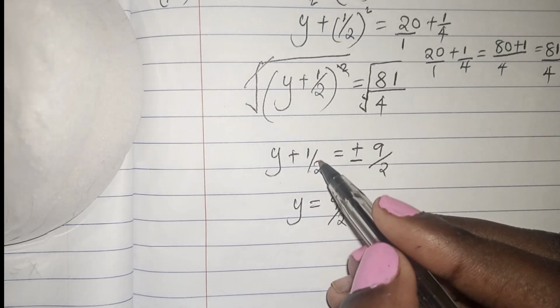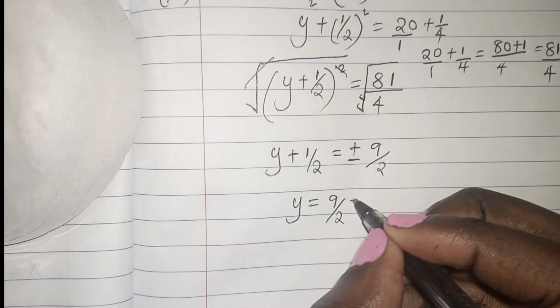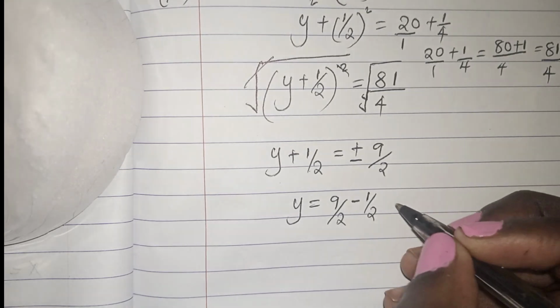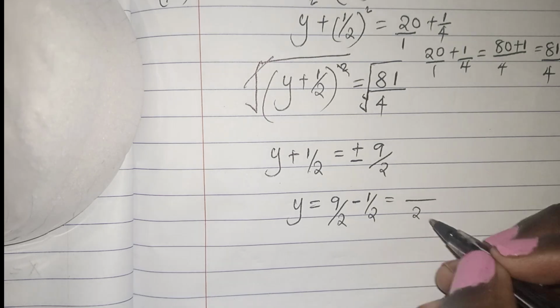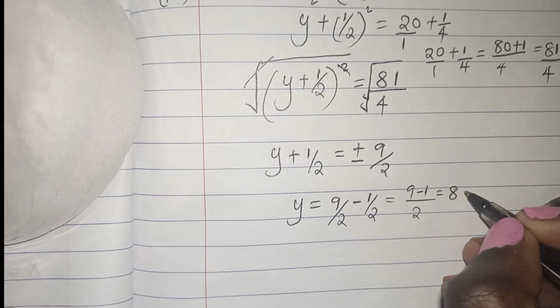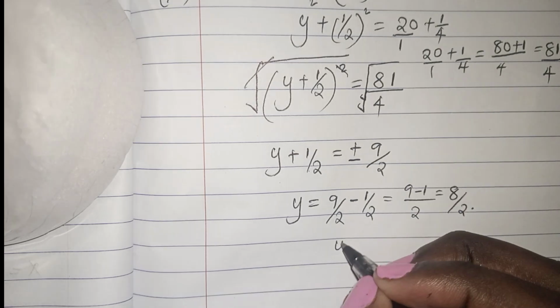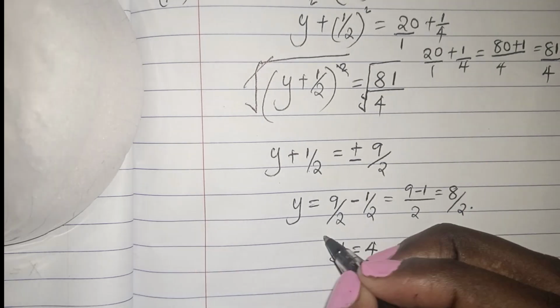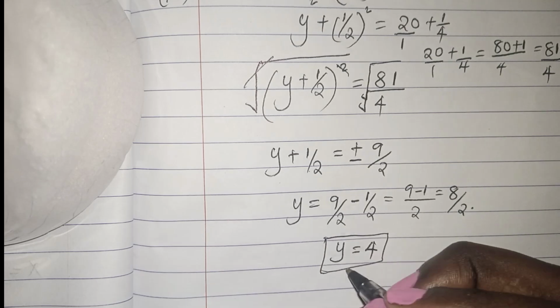I'm bringing this a half to our right hand side, so minus a half, which is equals to 2 here. So this is 9 minus 1, which is equals to 8 over 2. So y is equals to 4. So this is the first value of y.